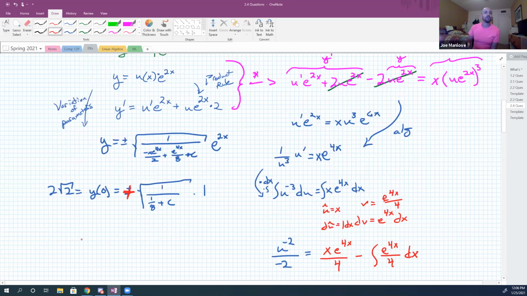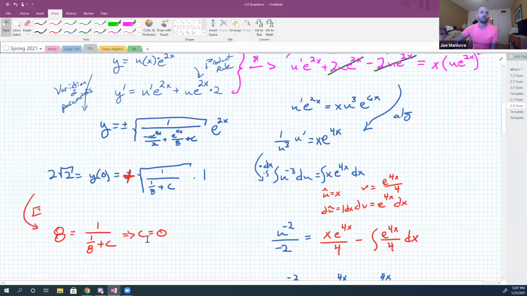So in order to figure out what c is, I should maybe square both sides. So I'm going to have 8 is 1 over 8 plus c. And I'm pretty sure that means c is 0 by inspection. Everybody going along with that? I don't really care how you guys do algebra or arithmetic. I trust that you can do it. So you get c is 0.